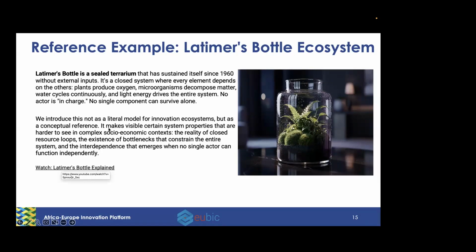Yeah, well, the question is whether you got the opportunity to look at the videos or some information related to the Latimer's bottle ecosystem. It's something I always present to my students: this is an ecosystem which has been living sustainably, without any interruption from outside, for 60 years, and this is something you would like to do with your organization too. I see my friend Gideon raising his hand.